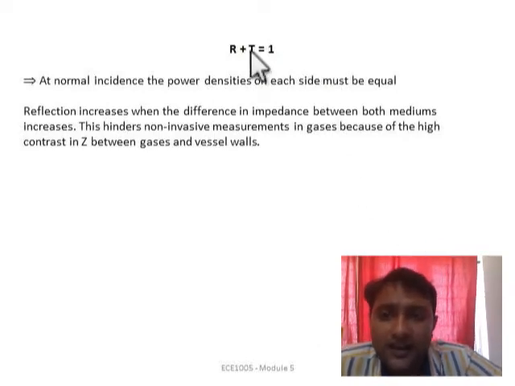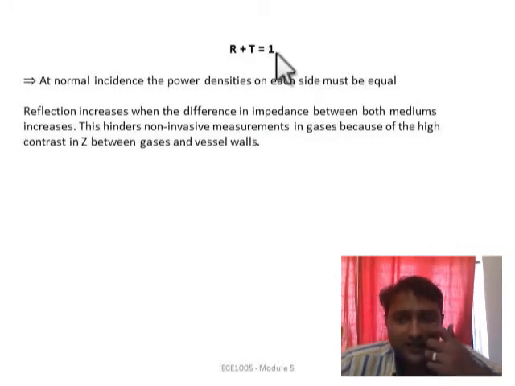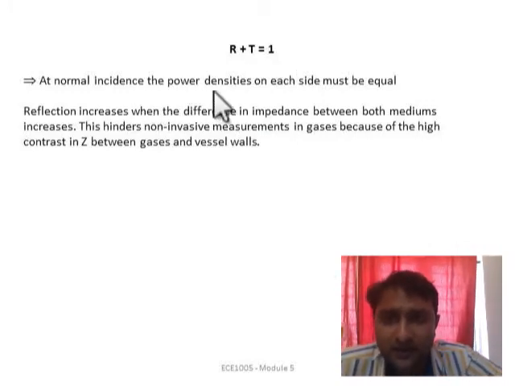The total incident energy, reflected energy plus the transmitted energy, should always give you 1. The normal incidence of the power density should always be equal to 1, be it in gaseous media or in solids.